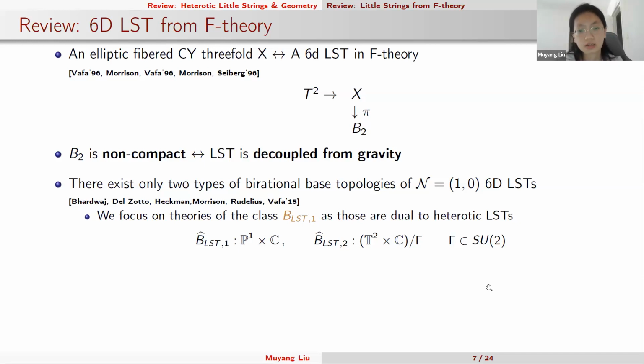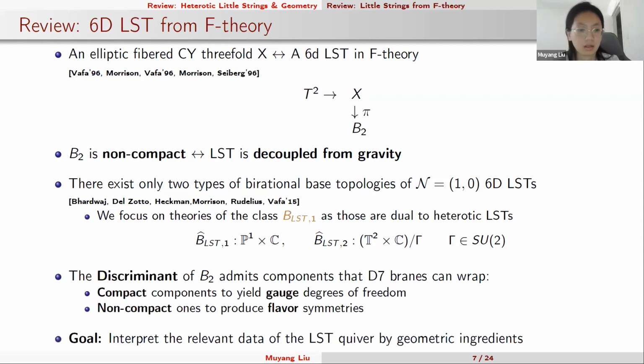In particular, we focus on the first type of base, because those are the bases for the heterotic little string theories. And moreover, the information from the base B2 gives you different degrees of freedom once you move to the discriminant locus. Namely, the compact curves will yield the gauge degrees of freedom, and the non-compact ones support the flavor symmetries. At the end of the day, our ultimate goal is to interpret all the relevant data of the little string theories by the geometric ingredients.